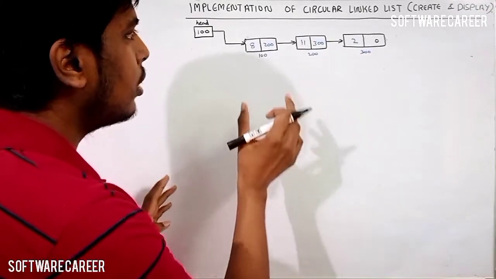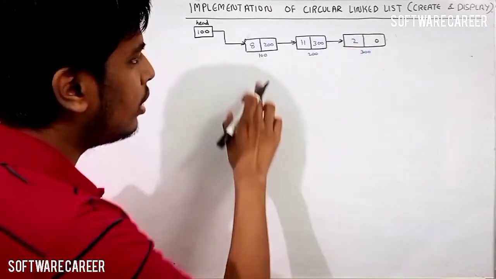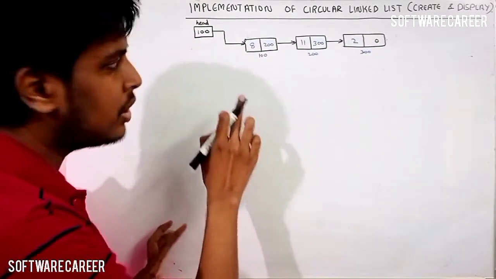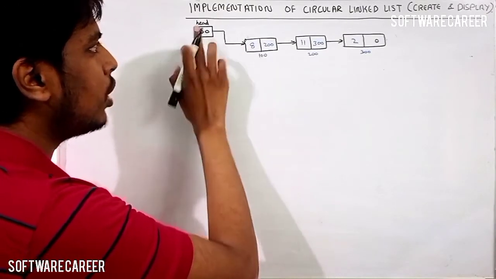If you see in this linked list, these are the nodes. This is the first node, second node, third node. Addresses are 100, 200, 300, and this is the head pointer which is used to point towards the first node. 100 is the address of the first node, so 100 is stored here.